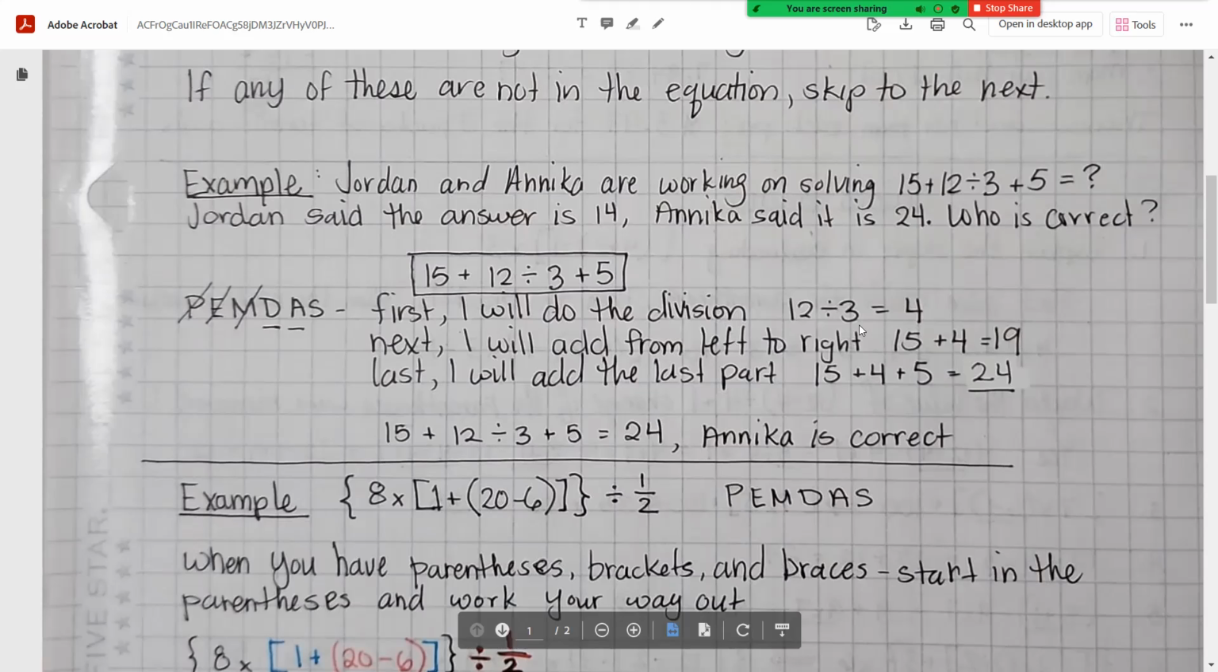Now next I need to add. Now, since I'm adding from left to right, I need to do that first. 15 plus the 4 that I had is 19. And then I'll add the final 5. 19 plus 5 equals 24. So 15 plus 12 divided by 3 plus 5 is equal to 24. So Annika is correct here.